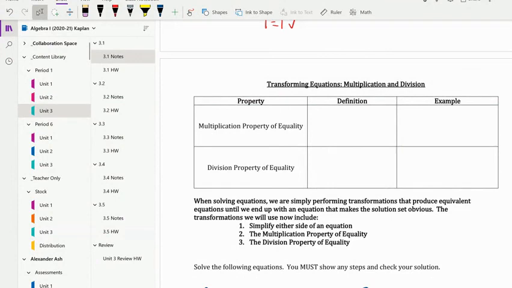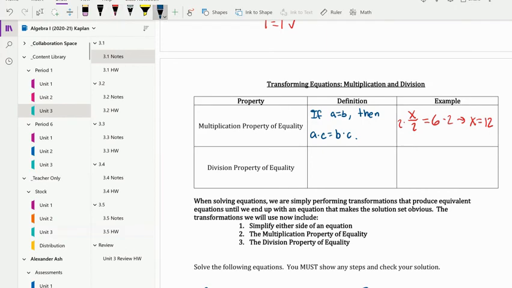Same idea here. The multiplication property of equality says that if A equals B, then you can multiply both sides by the same thing, C, so A times C should be equal to B times C, and that stays equivalent. So for example, if you have something like x over 2 equals 6, the way we would solve this is we multiply both sides by 2, and we get that the outcome is x equals 12, right? That's the multiplication property of equality.